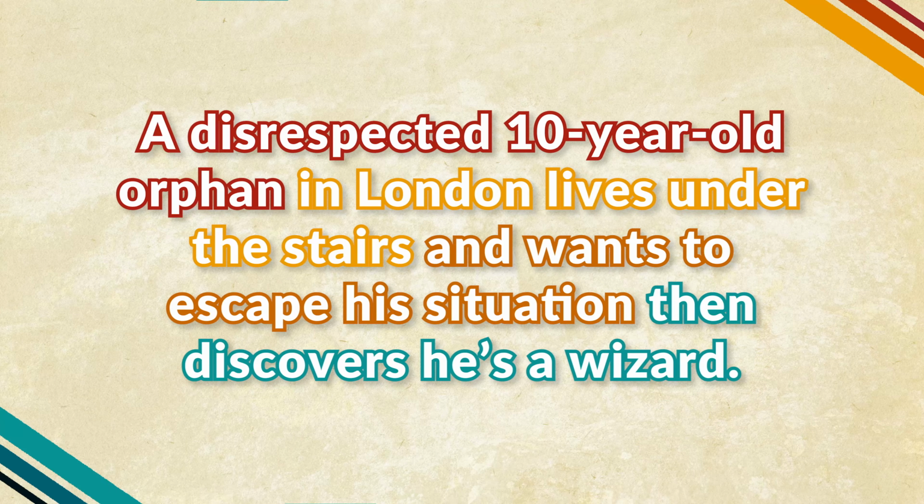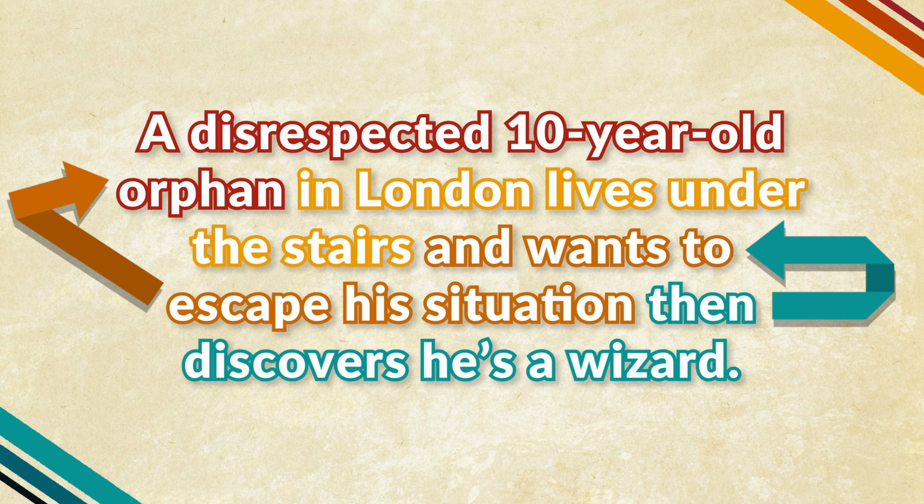Let's look at this story seed as an example. A disrespected 10-year-old orphan in London lives under the stairs and wants to escape his situation, then discovers he's a wizard. The 10-year-old's want is tied to the fact that they live in a poor situation and are powerless to do anything about it, which are character details like we talked about before. Then the predicament gives them a path to achieve their want.